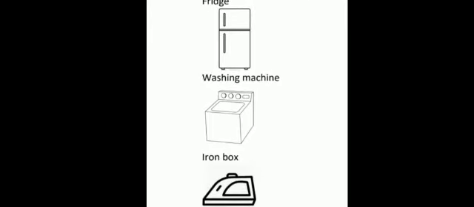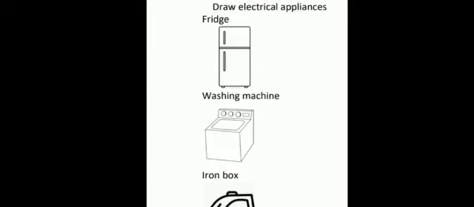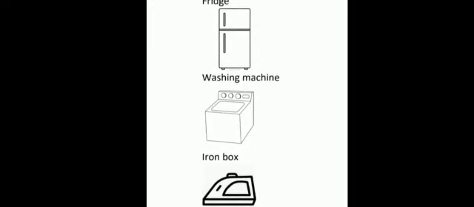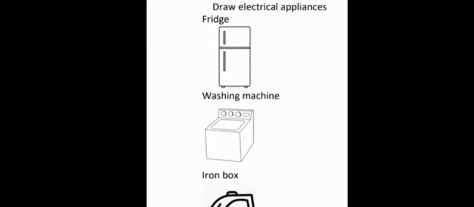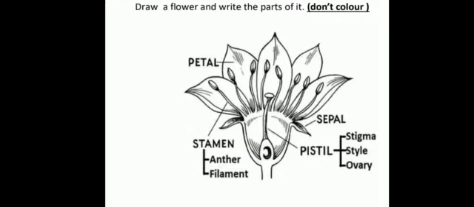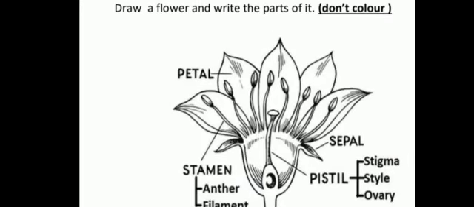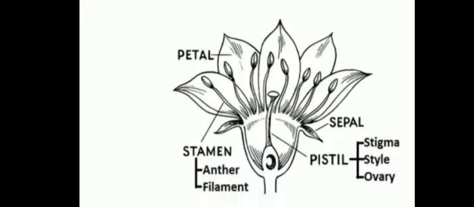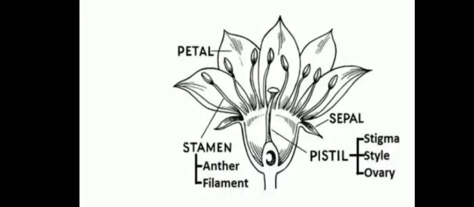Next, you have to draw the electrical appliances: fridge, washing machine, and iron box. Draw it neatly. Then, next you have to draw the flower and write the parts of it. Draw it neatly and label the parts without any spelling mistake.